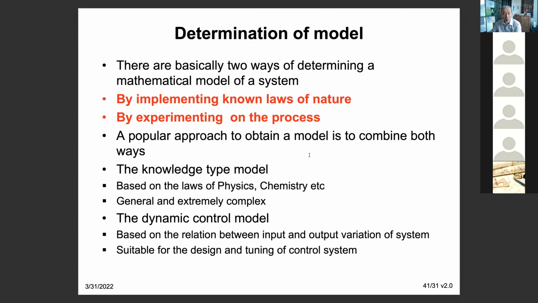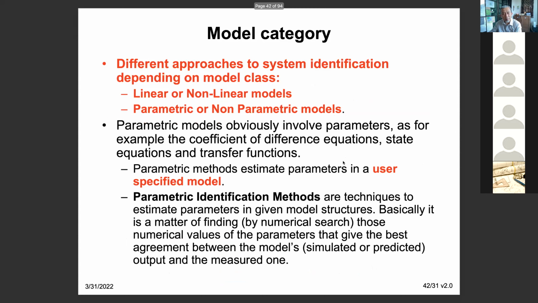This is the same as I told you before: first principle modeling and empirical modeling. This was discussed already. The model category can depend on linear or non-linear models. If the system is linear, it is easy to control, but if it is non-linear, we have to see what the non-linear factor is and try to linearize it.